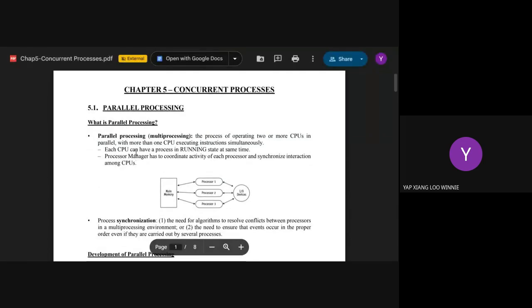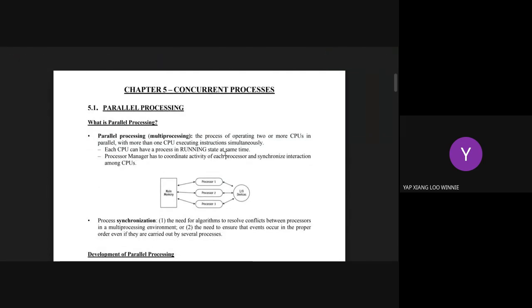Each CPU can have a process in a running state, and we need the processor manager to coordinate activity between each processor and to synchronize. Today, if you only have one CPU and a number of processes, you let the processes queue and run one after another. But today, the system has more than one CPU. Let's say you have three CPUs running at the same time. Now you have a number of processes coming in, right? So you need to coordinate, you need to synchronize.